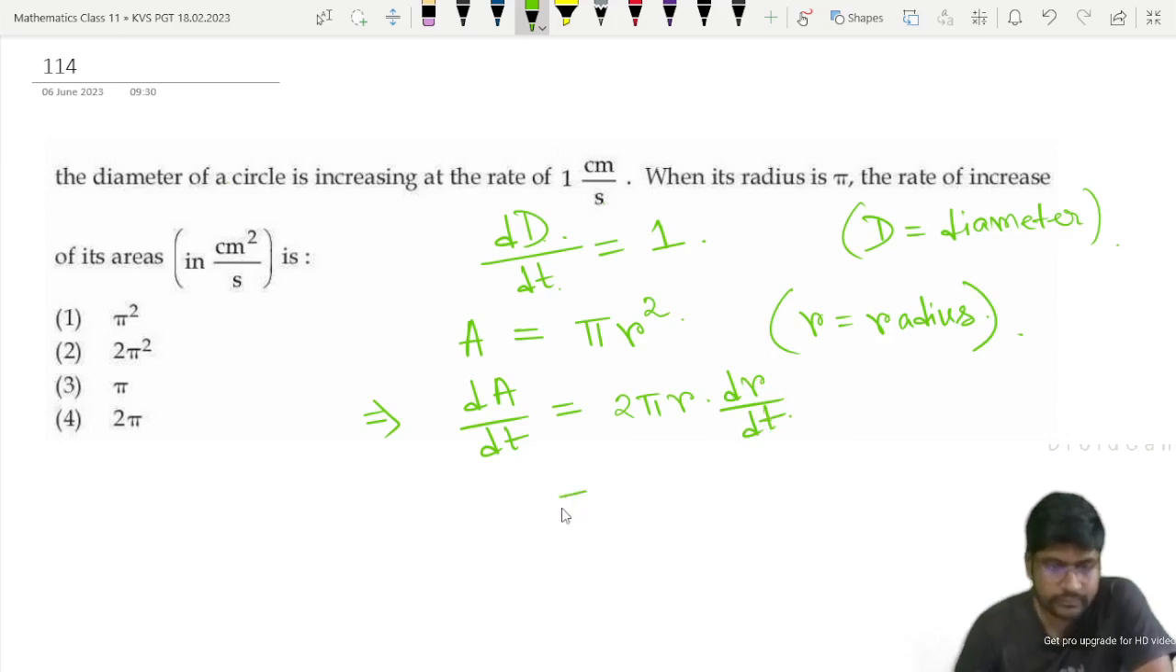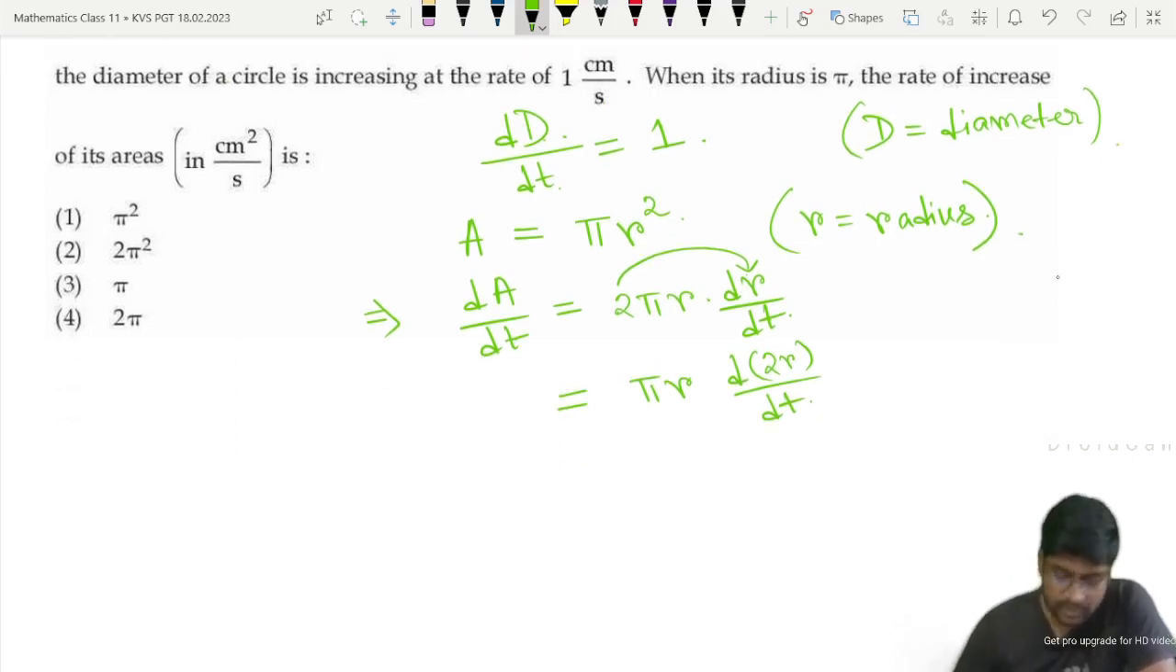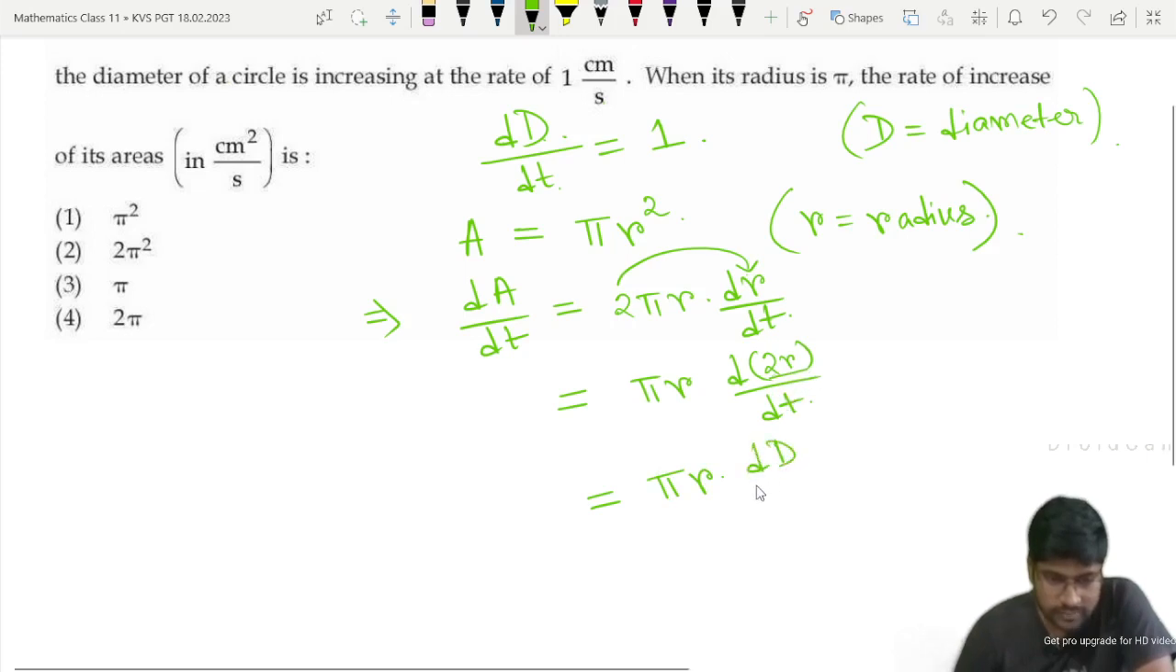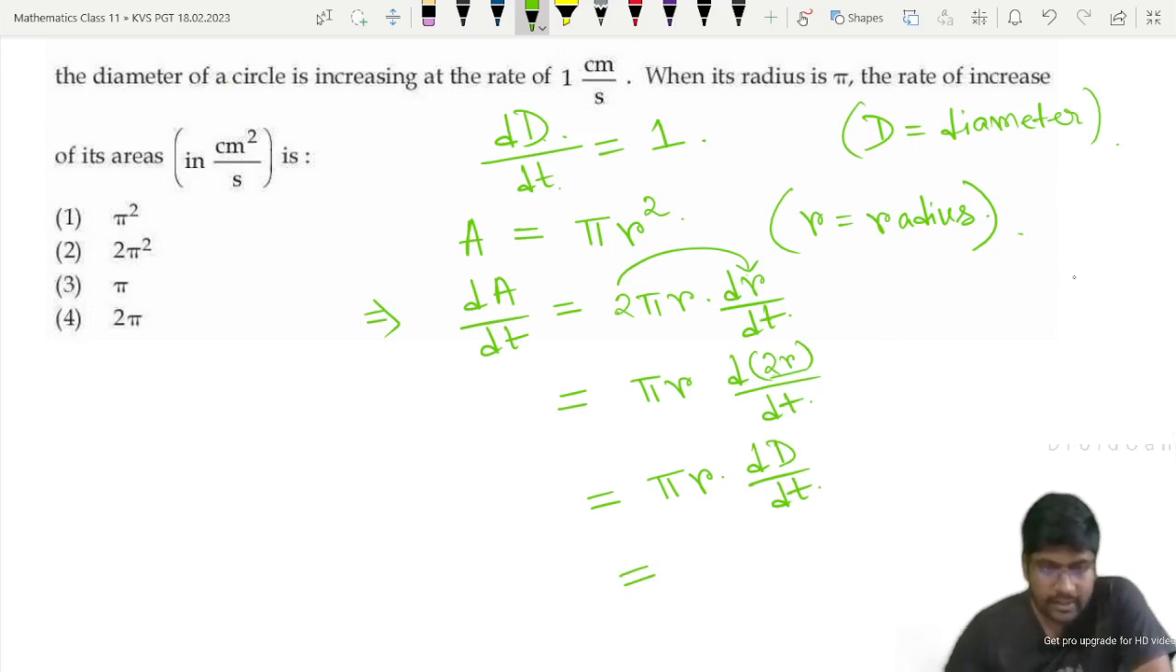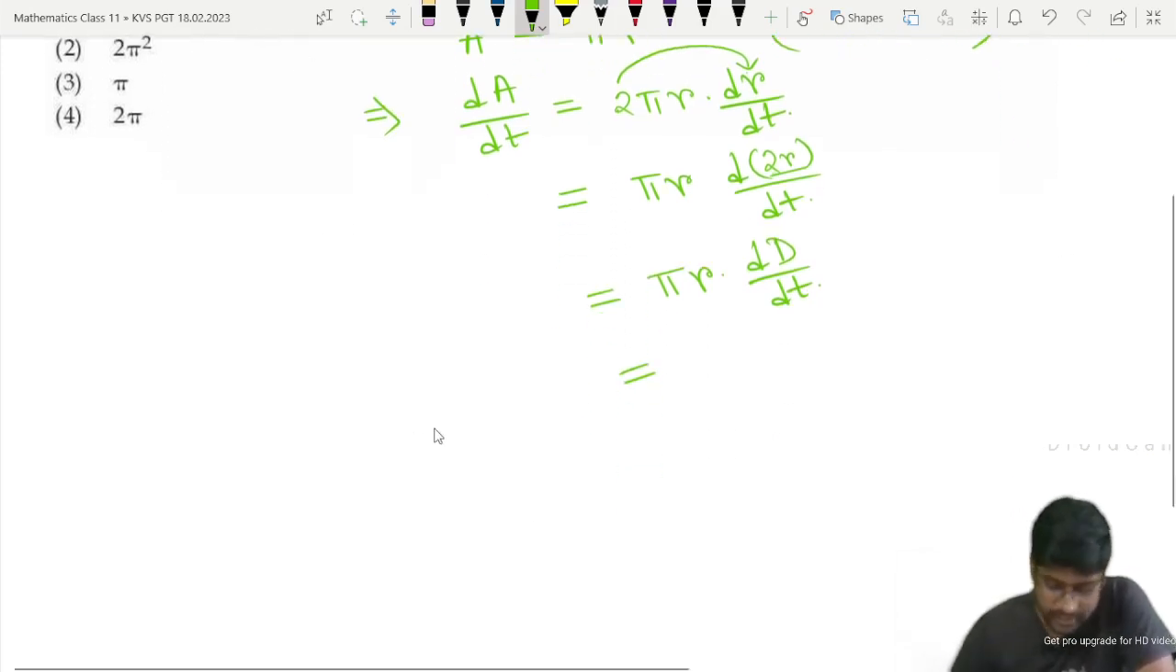Now these two I will take inside the derivative. So it will become pi r into d of 2r by dt, that we can write. Yes or no? Tell me. Questions are very simple. You just have to use some tricks to simplify it easily. Pi r into, now what is 2r? If r is the radius, then 2r is the diameter. So this is equal to capital D, dD by dt. Then we have to find dA by dt at r is equal to pi.